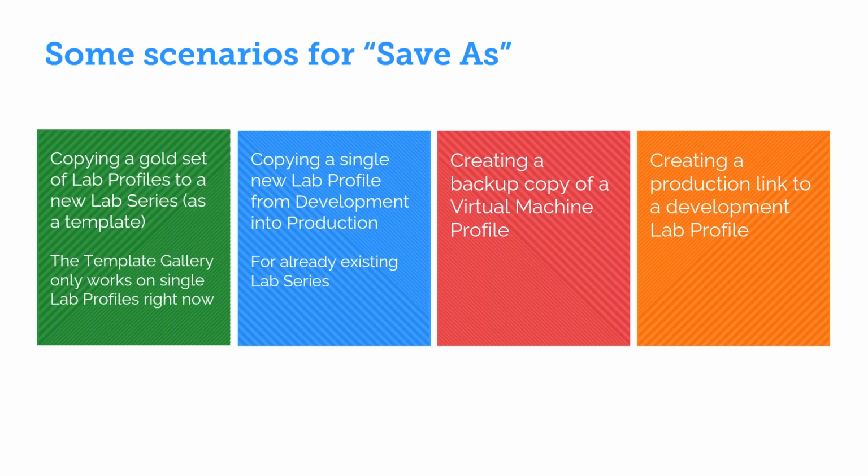Once you have a lab series in place in, say, a production environment, and you have a couple of lab profiles there, and you want to add a lab profile there, the easiest way to do that is by using save as. That will allow you to make a copy from development and place it into the production environment. Remember, this is only with already existing lab series.